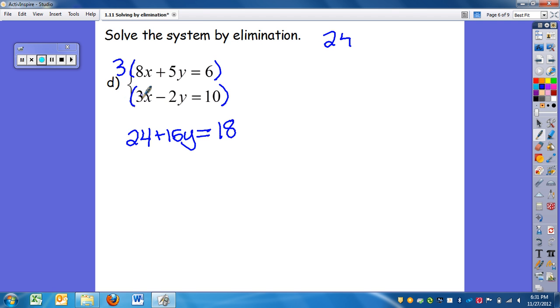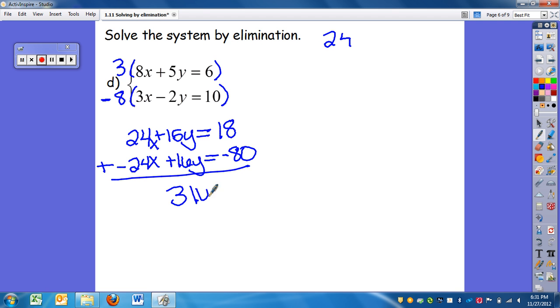And then on the bottom one, I need this to be a -24x, so I need to multiply this by -8. So I have -24x, I forgot my x in the first equation, and in the second one, plus 16y equals -80. Now I can add these two, so I get 31y. That gives me -62. Divide by 31. Y gives me -2, or y equals -2.